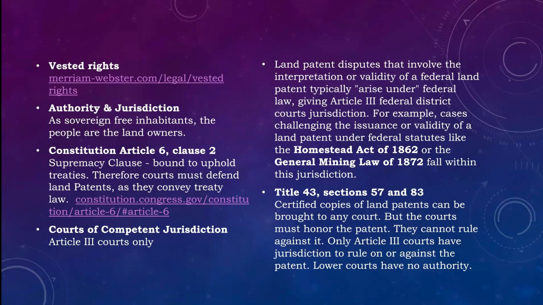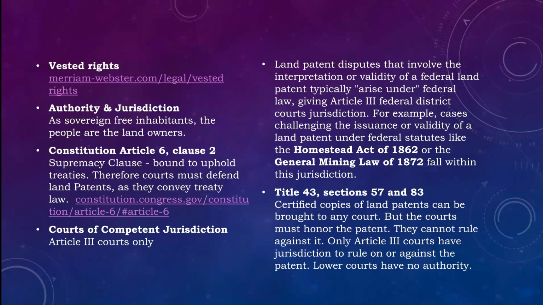Courts in the United States are under Article 1, 3, and 4. 3 is the judiciary. 1 and 4 are extensions of legislature. Land patent disputes that involve the interpretation or validity of a federal patent typically arise under federal law, giving Article 3 federal district courts jurisdiction. For example, cases challenging the issuance or validity of a land patent under federal statutes like the Homestead Act of 1862 or the General Mining Law of 1872 fall within this jurisdiction. Title 43, Sections 57 and 83.